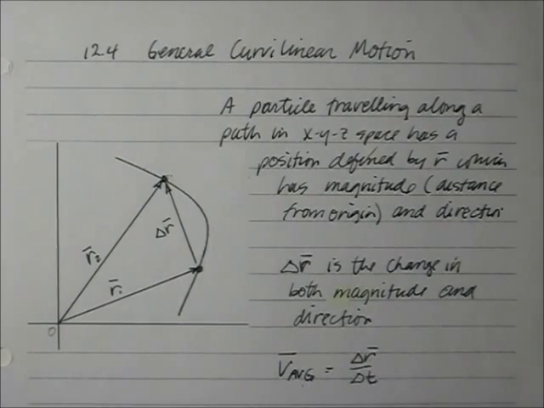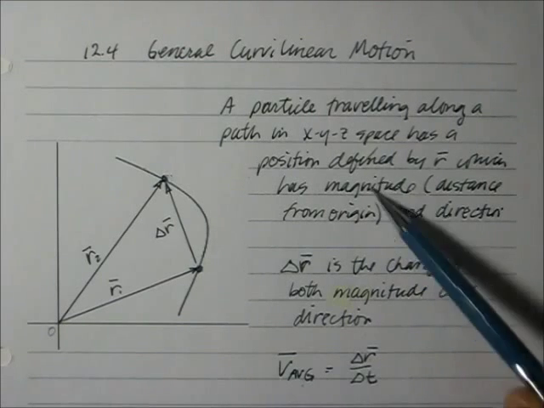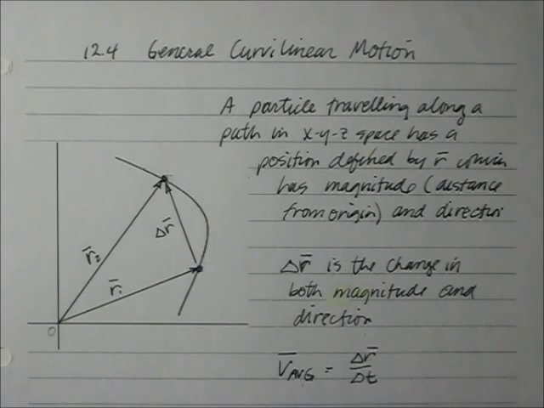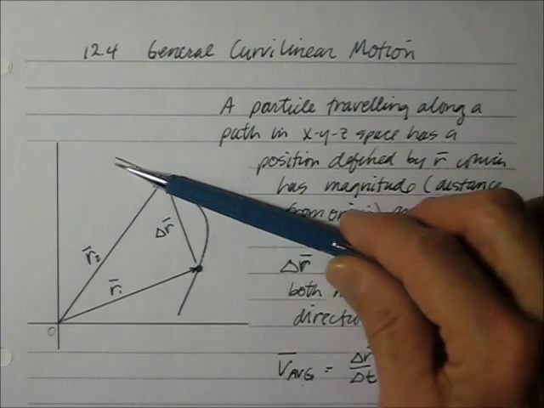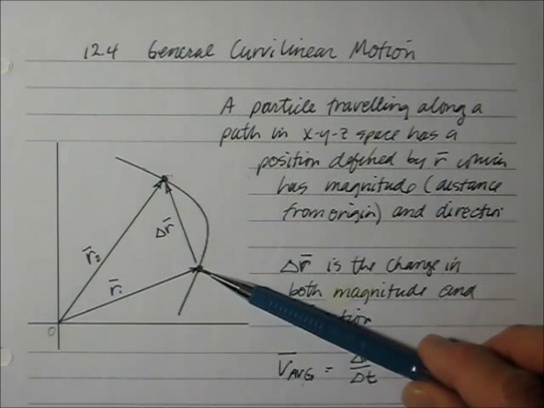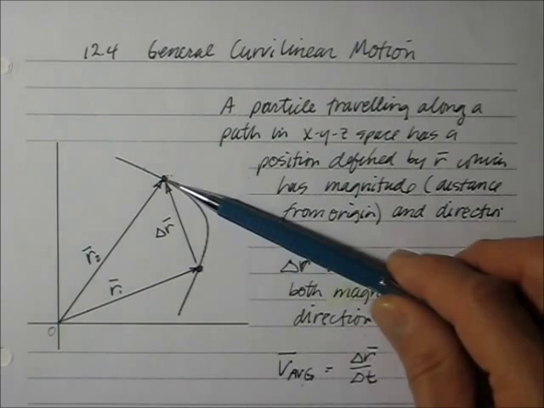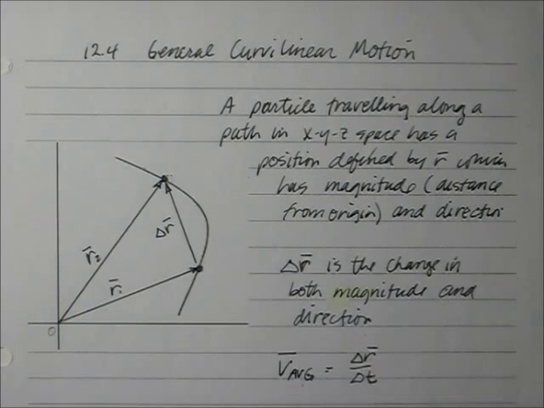Well, we've talked about rectilinear motion, or motion in one dimension. Now we're going to talk about curvilinear motion, and we're going to mostly talk about two dimensions, although we could have three-dimensional motion in a curve, but we're going to start with two-dimensional motion. So let's assume that this particle is traveling along this curved path, and it's defined as position 1 here and position 2 at a different time.